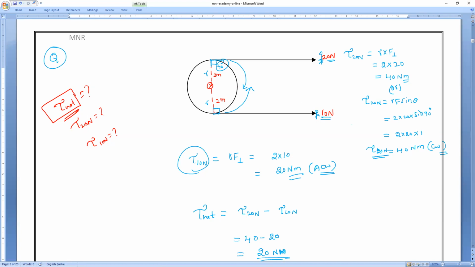Clockwise direction, because this is the greater force. So 40 minus 20, still 20 is extra, so it will make the net torque clockwise. So that is what you have to remember.